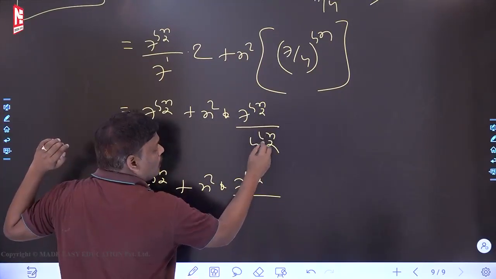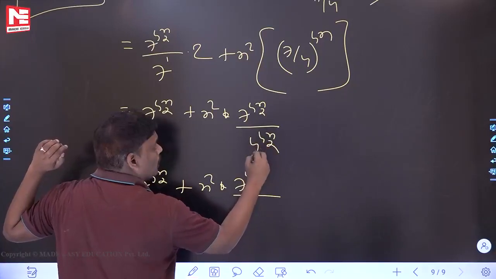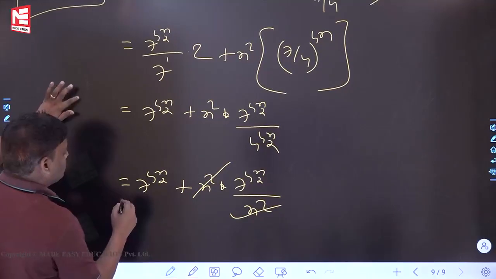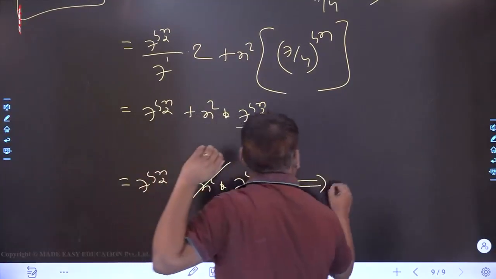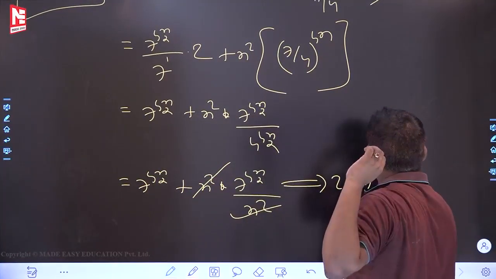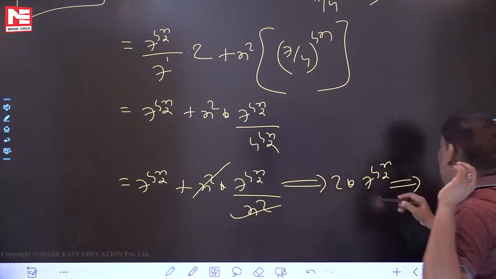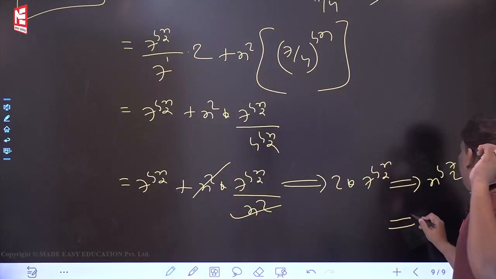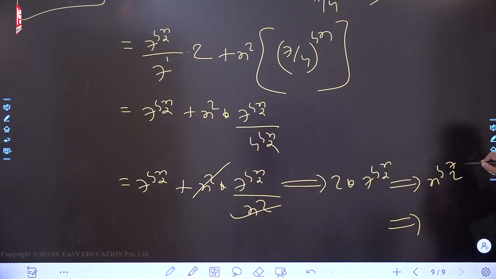N will come down, 4 will go up. It will become n power log 4 base 2, so n square cancels. Finally, what is the answer? This becomes 2 into 7 power log n base 2. Forget about the constant 2, it is n power log 7 base 2. Log 8 base 2 is going to be 3.